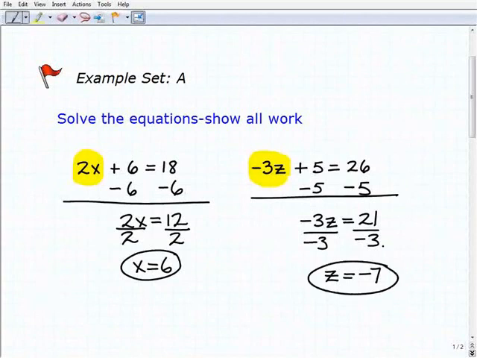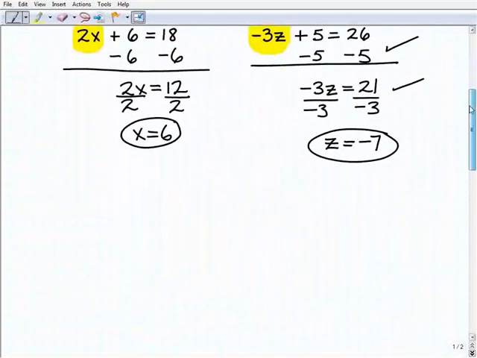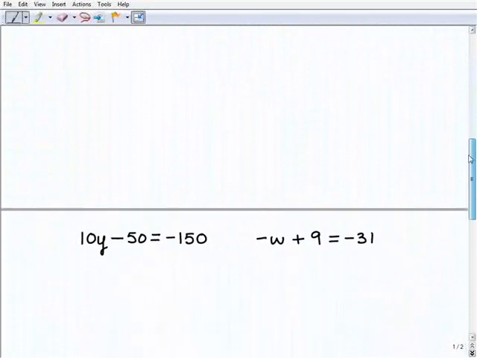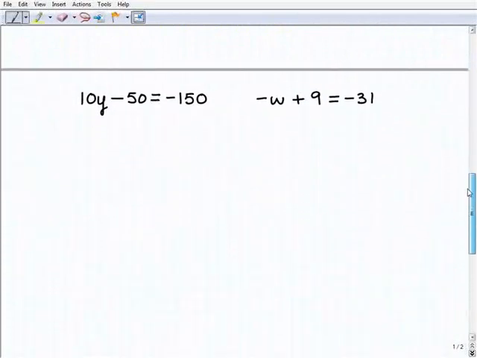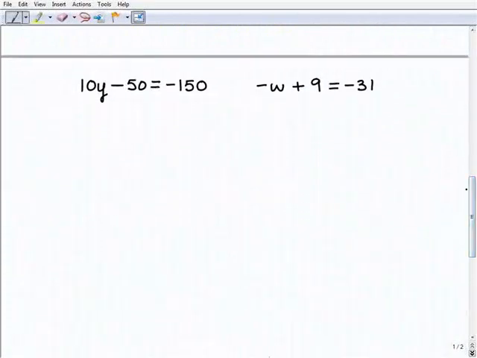Once again, if you're struggling with those positive and negative numbers, go back and review. But two steps: first, we subtracted 5 from both sides of the equation, and then we divided both sides of the equation by negative 3. If this is pretty easy, and if you're understanding this, then most of the problems are going to be pretty much the same, or at least the same procedure. Let's take a look at our next two problems here.